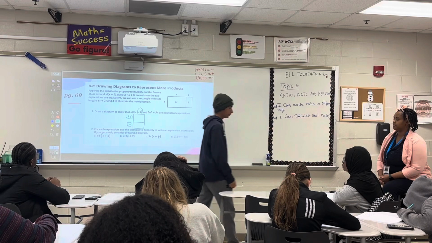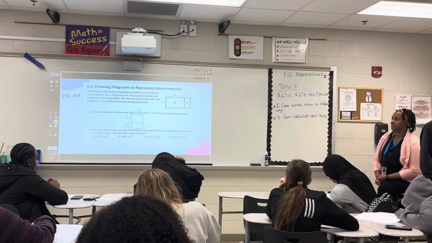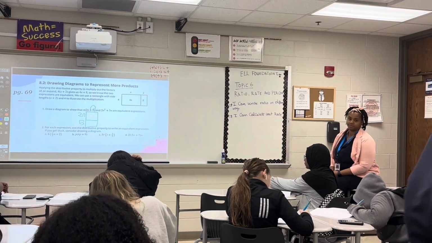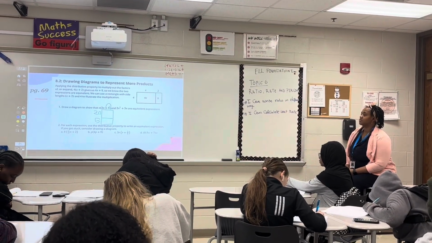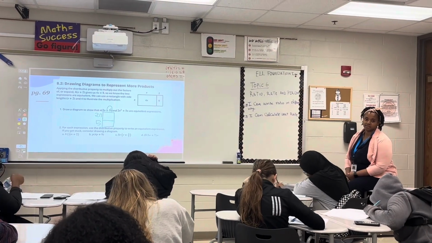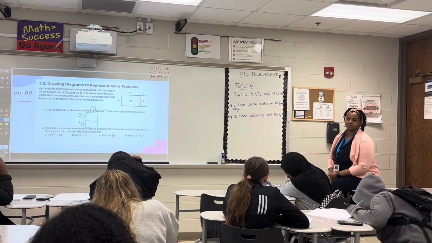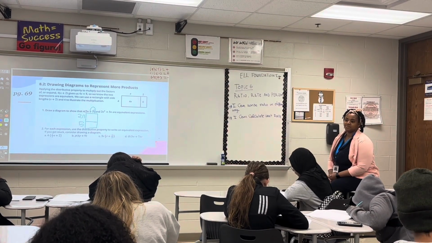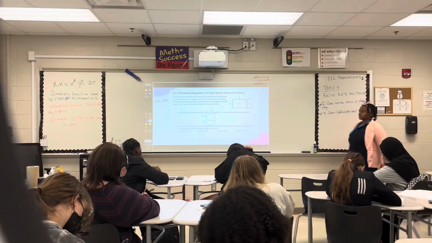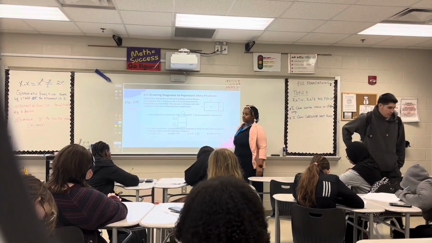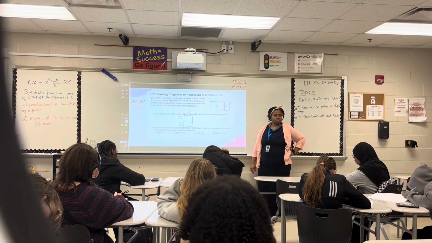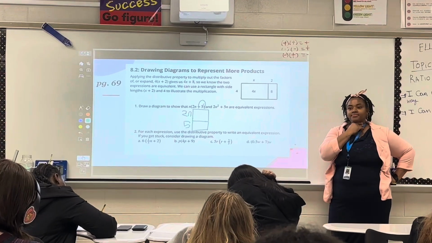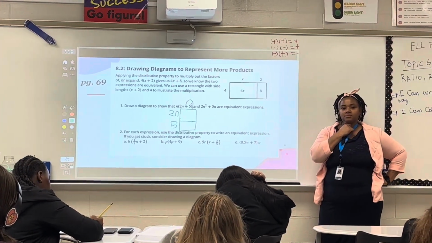Okay, thank you. So how does that diagram, Giovanni, show that n times 2n plus 5 and 2n squared plus 5n are equivalent? Can you tell us? I don't know how to explain it. You don't know how to explain it? I don't know if you guys can do it.